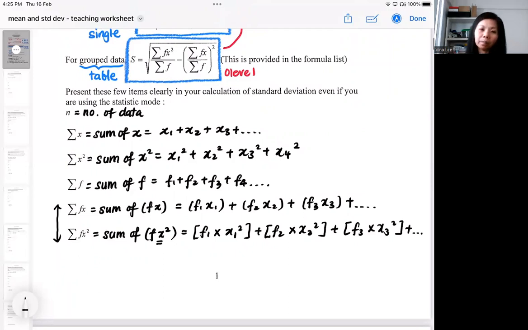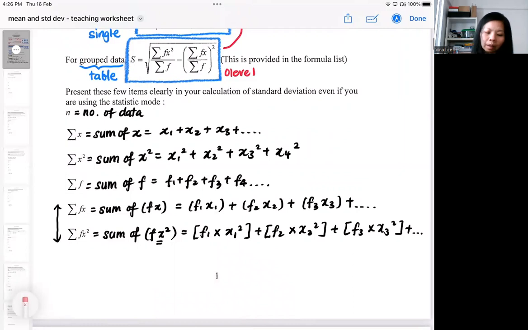What are you summing up? Okay, it depends on what the notation follow. So sum of x. This one is like sum of x. This is sum of x squared. So this is sum of f. Okay, so just understand the symbol. I will show you numerical value.